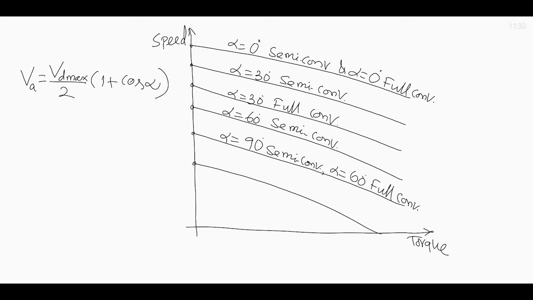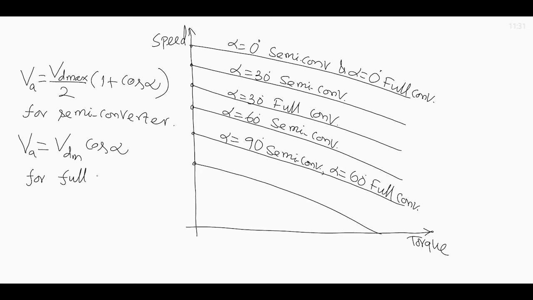So, in a semi converter, and Va is Vdm cos alpha for full converter, single phase or 3 phase full converter. So, when alpha is 0 degree, whether it is semi converter or full converter, Va is Vd maximum value. So, corresponding torque speed characteristics is at the top.